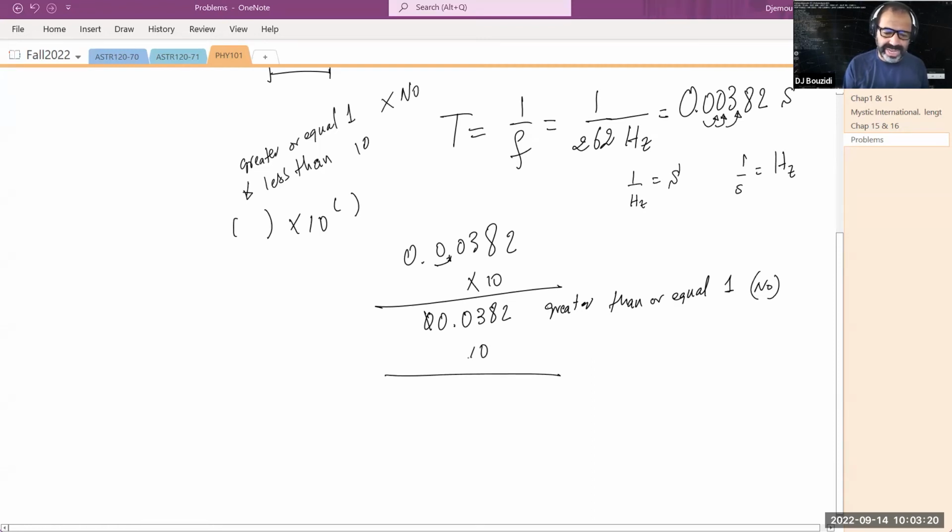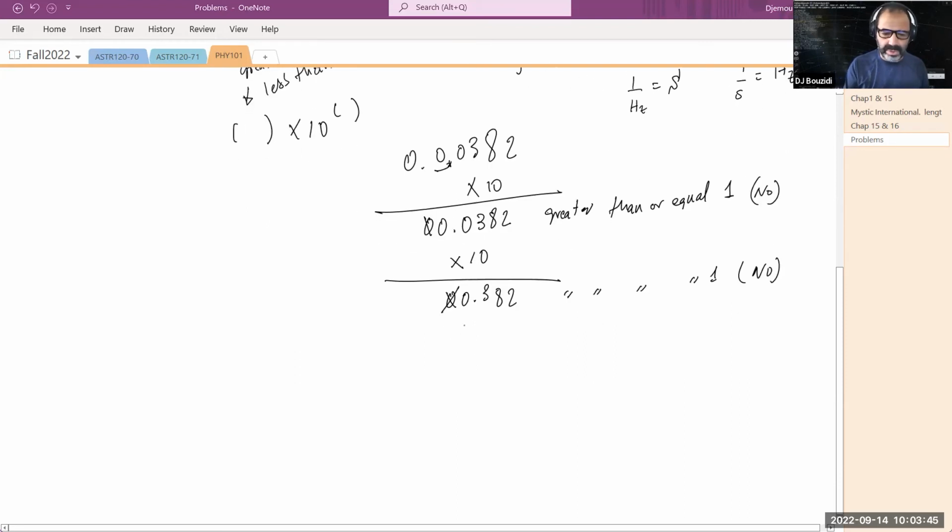I have to multiply it by another 10. So if I multiply by 10 again, the calculator will give me 0.382. Remember, I'm not writing this 0 anymore because I disregarded it. Then I ask the same question. Is this number greater than or equal to 1? And the answer is no, because 0.382 is less than 1. So what I should do in this case is multiply it by another 10. And the answer is going to be 3.82.